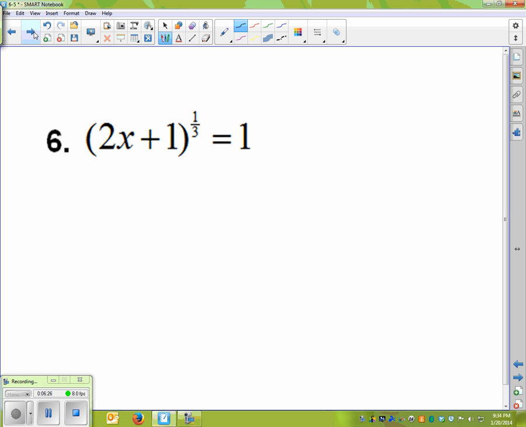One more problem. Go ahead and do number 6. Push pause, and when you're finished with the work, resume play to check your answer.